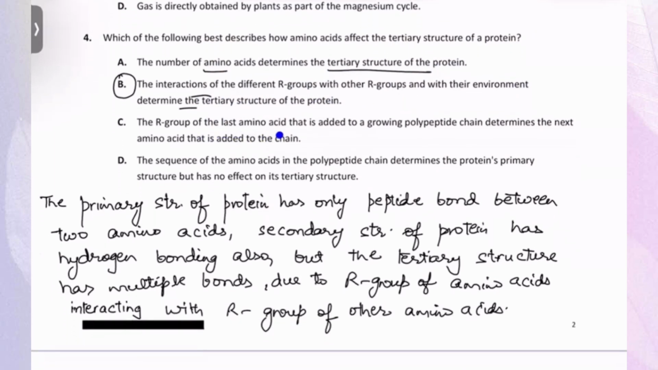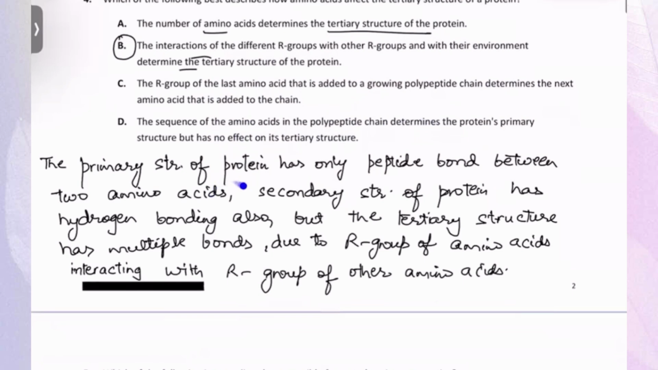The R group of the last amino acid that is added to a growing polypeptide chain determines the next amino acid that is added to the chain is incorrect. The sequence of the amino acids in the polypeptide chain determines the protein's primary structure but has no effect on its tertiary structure. So this is also incorrect. The primary structure of a protein has only peptide bonds between 2 amino acids. The secondary structure of a protein has hydrogen bonding also, but the tertiary structure has multiple bonds due to the R groups of amino acids interacting with the R groups of other amino acids. So that's why B is correct.